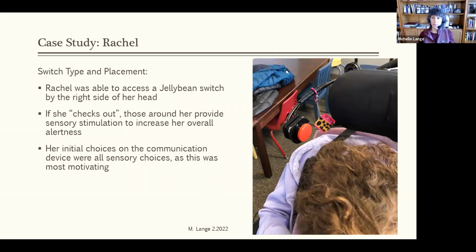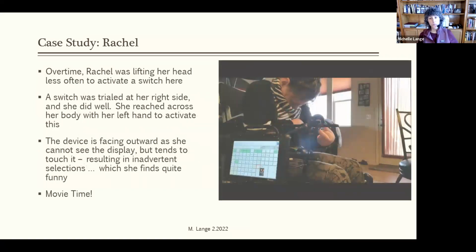This little pink box with the camo, well, kind of a leopard pattern, is actually a little speaker so that she could hear the choices on her communication device. Again, she had no vision, so she would hit the switch and hear her sensory choices. Over time, she stopped really lifting her head as frequently to activate the switch by the side of her head. So we started looking at other potential switch sites.